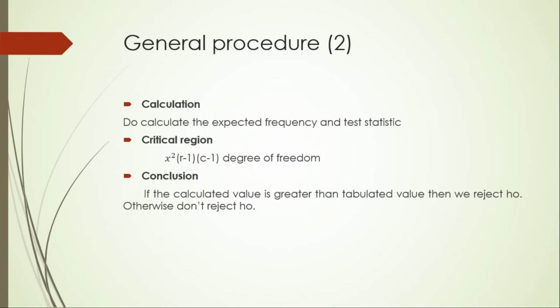Next is calculation. We do calculation to calculate the expected frequency and the test statistic. Next step is the critical region. In the critical region we calculate the tabulated value of the chi-square distribution with (r minus 1) into (c minus 1) degrees of freedom, and at the last we conclude our results by comparing the calculated and tabulated values.